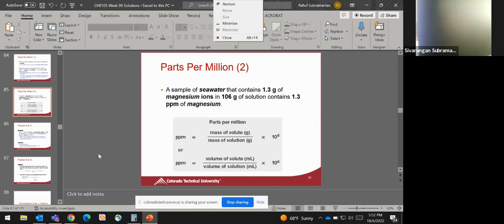So in this case, you are looking at 1.3 grams in 10^6 grams of solution, right? So 1.3, divided by 10^6, and when you multiply it by 10 to the power 6, the 1.3 over 10^6 becomes essentially 1.3 ppm.